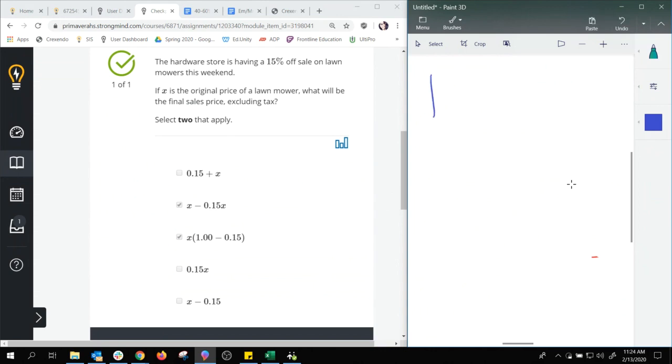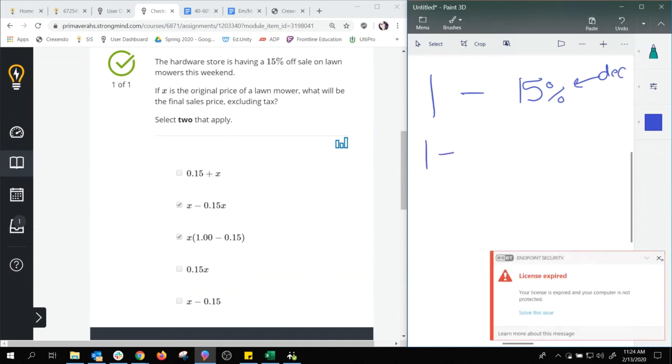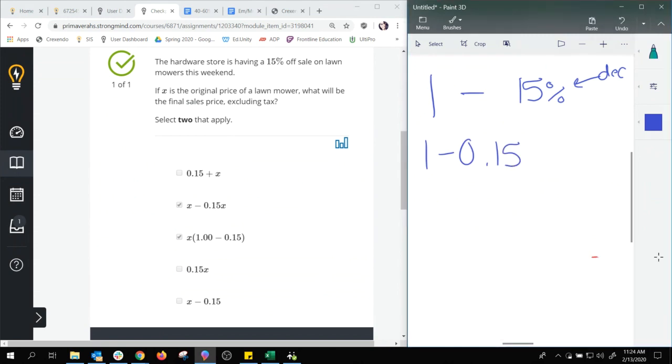So do I want to add or subtract my 15%? Subtract. Perfect. Don't forget your 15%, you need to change it to a decimal. So I'd have 1 minus 0.15. Perfect. And when I do 1 minus 0.15, it looks like I don't have to figure that out, right? Because none of the answer choices have that. So this one here, that x minus 0.15, this one works. And same thing with this one here. We have that 1 minus 0.15.